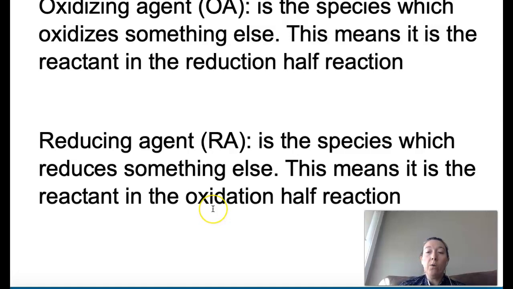So to identify your OA and your RA, your first step is basically going to be: write your half reactions, figure out which half reaction is oxidation, which one is reduction. Once you know that, you can assign the OA and assign the RA. Okay, they're always the reactant. They're never the product. They're not the electrons. And they get assigned backwards.